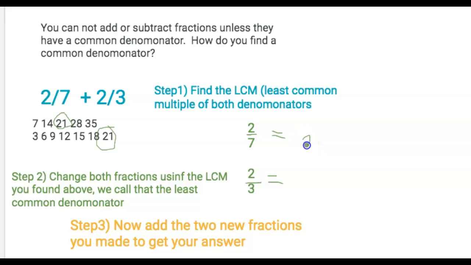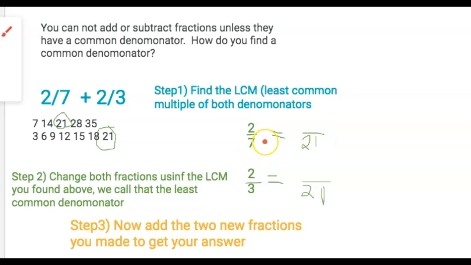So both of these fractions need to be changed so that they have a denominator of 21. Okay, now remember the important rule. Let's see what number 2 says here. Change both fractions using the LCM you found above. We call that the least common denominator, okay? So the important thing here is when you are changing a fraction, whatever you do to the bottom, you must do to the top.